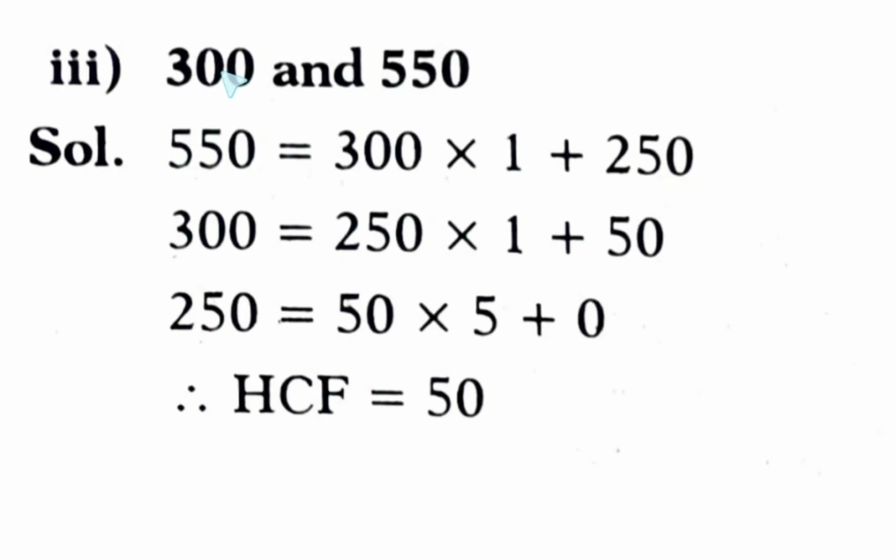Find the HCF of 300 and 550. 550 is equal to 300 into 1 plus 250. Remainder is not 0, still continue up to remainder 0. 300 is equal to 250 into 1 plus 50. The remainder is again not 0. So 250 is equal to 50 into 5 plus 0. The remainder is 0. Now the HCF is the B value, that is 50.